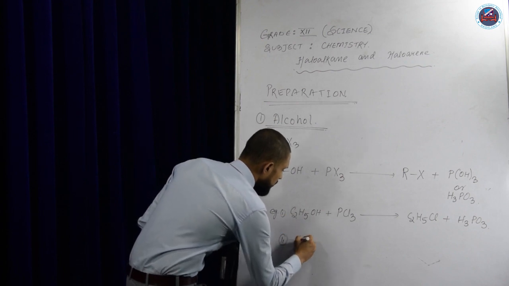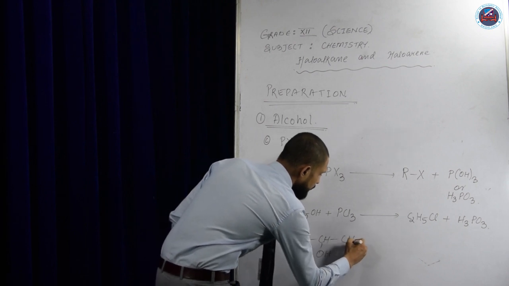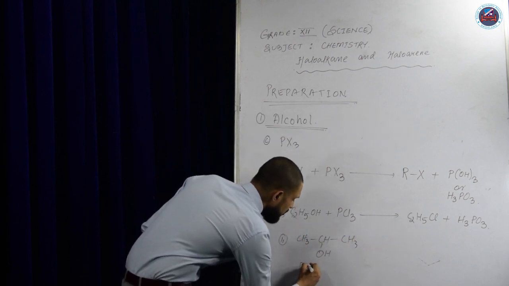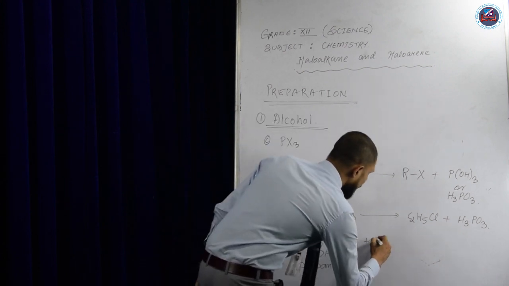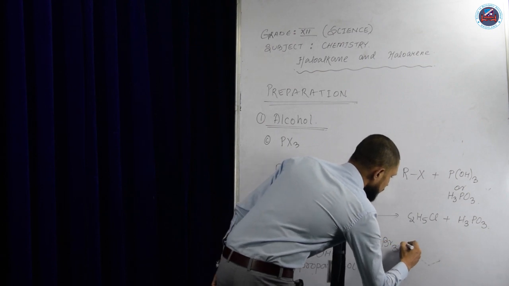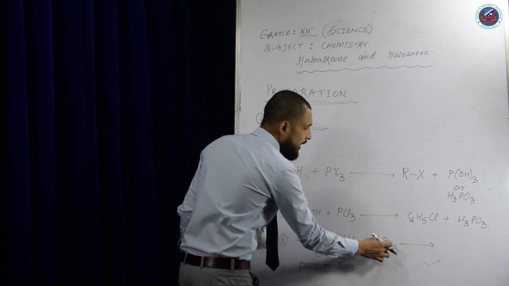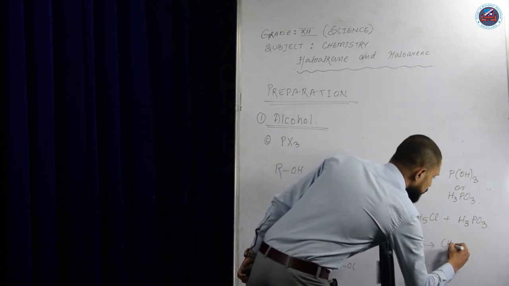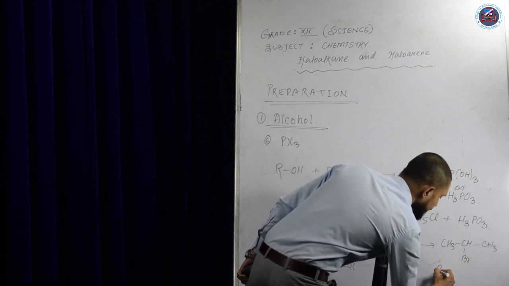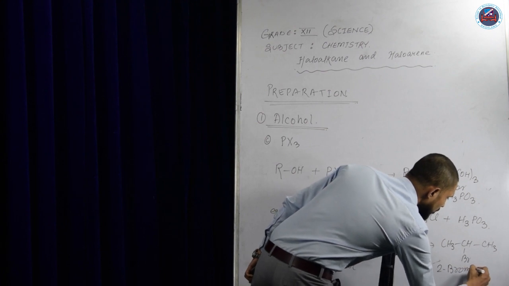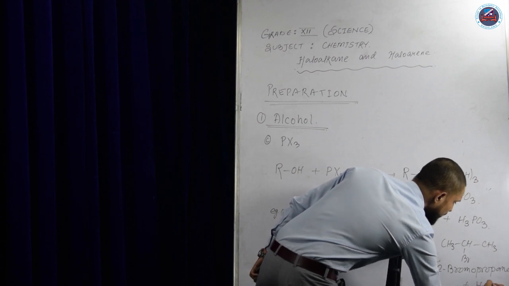Second example, we have this compound CH3CHOHCH3. The name of this compound is propan-2-ol. If propan-2-ol reacts with PBr3, phosphorus tribromide, again here OH will be replaced by Br. So you'll get CH3CHBrCH3, and the name of this compound is 2-bromopropane. The side product will be H3PO3.